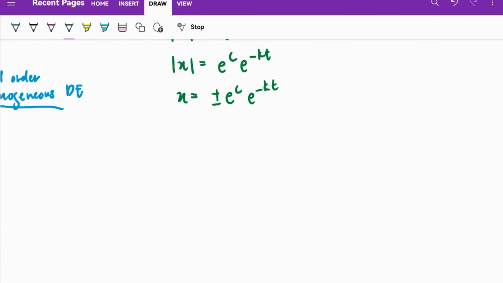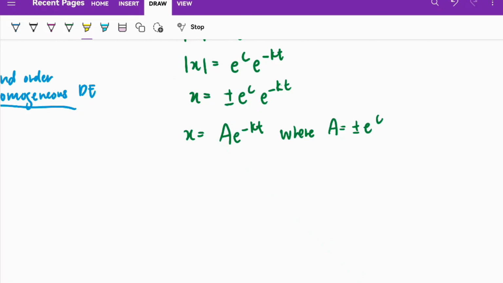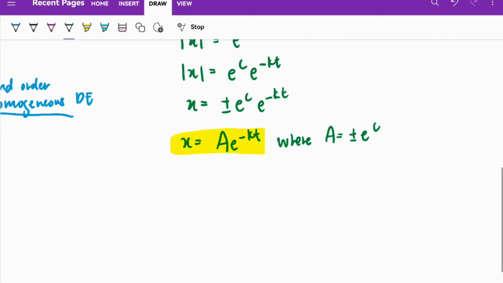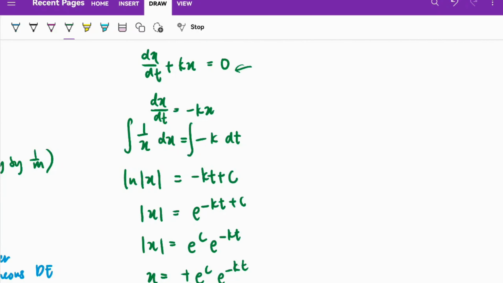So what I'm going to do now is rewrite this with a constant A, where A equals positive negative e^c. So that is why I say in general this is the form of the equation. So the solution of any first order equation of this particular type. So what is this type?